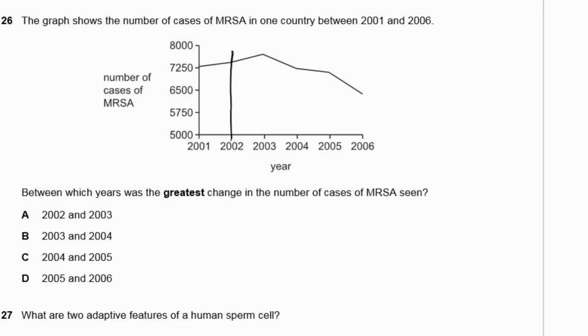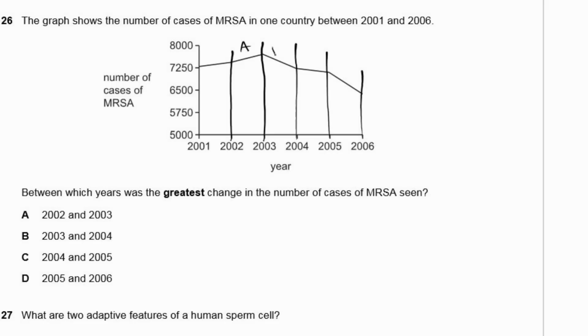Was it 2002 to 2003? Well, the graph there isn't as steep as some of the other years. Was it 2003 to 2004? Well, certainly B is steeper than A. Was it 2004 to 2005? Not as steep as B. Was it 2005 to 2006? That looks like it's a steeper gradient than in B.